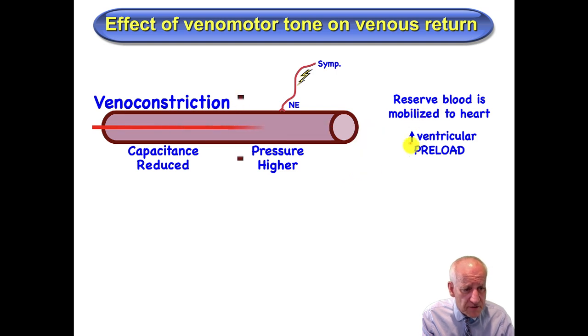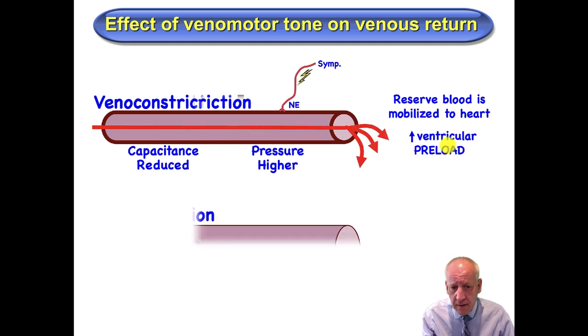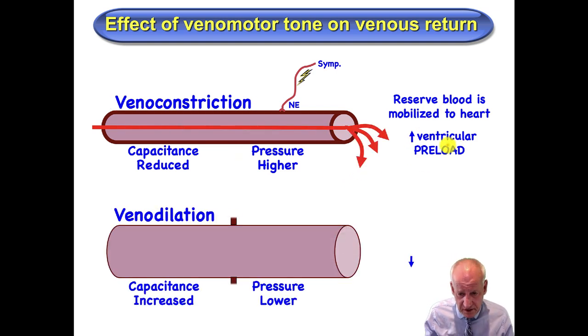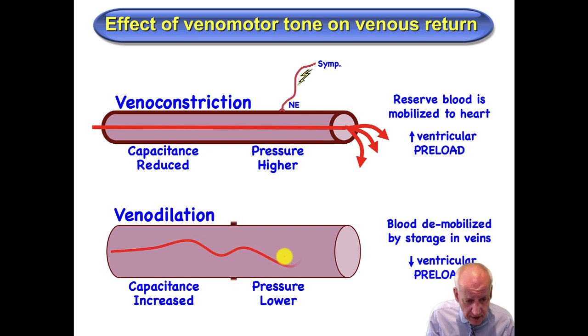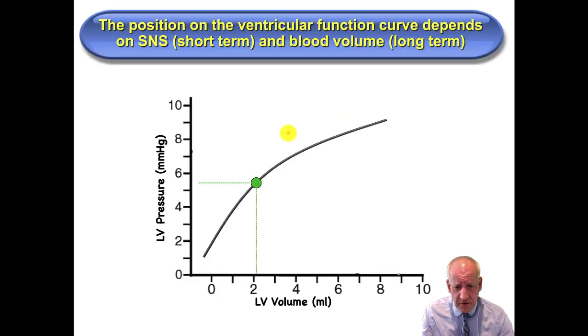And this will increase ventricular preload and cardiac output. On the other hand, with sympathetic withdrawal, the veins will dilate, the smooth muscle coat will relax, the veins will become more compliant, more capacitant, and now because the veins are expanded, the pressure inside will decrease, and blood will be demobilized and stored in the peripheral veins. This will reduce ventricular preload and cardiac output. So it's clear that the sympathetic nervous system has a dominant effect on venous return and central venous pressure. Let's model that with a ventricular function plot.